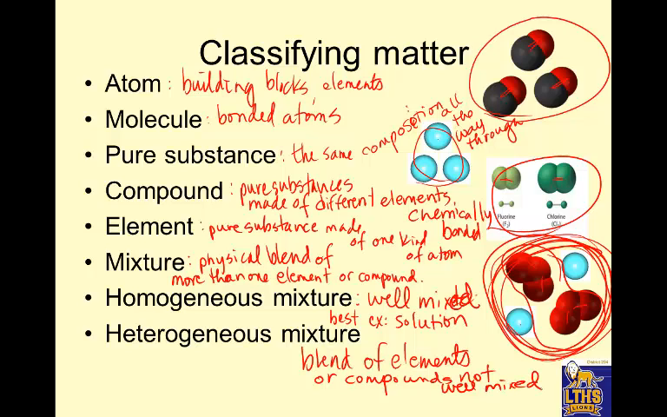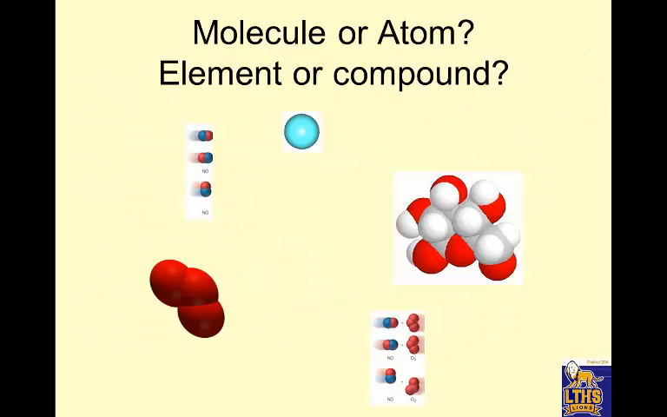Okay, we'll look at some examples. Trying to help you get these definitions, I'm giving you what it might look like on a molecular level. Looking at these, molecule or element or atom, let's talk about it. If it's something individual, boom, it's an atom. If it's things bonded together, it's a molecule. So we have one example of an atom, and we have a molecule over here, bonded.